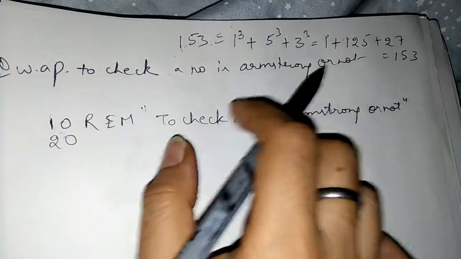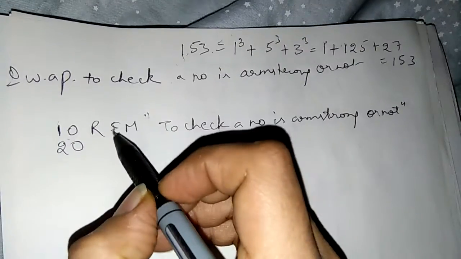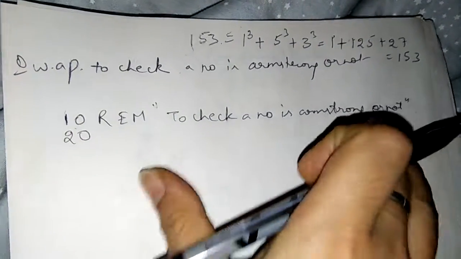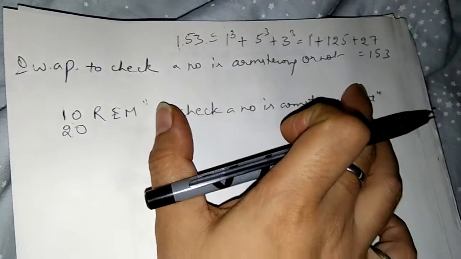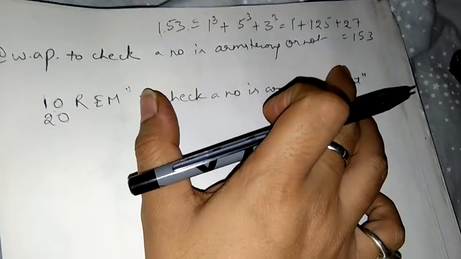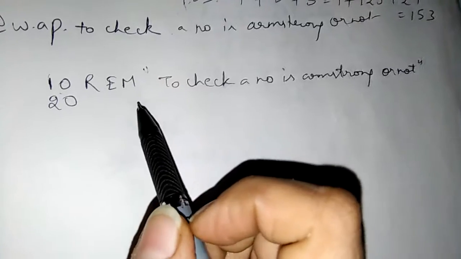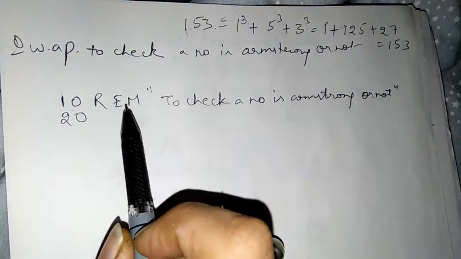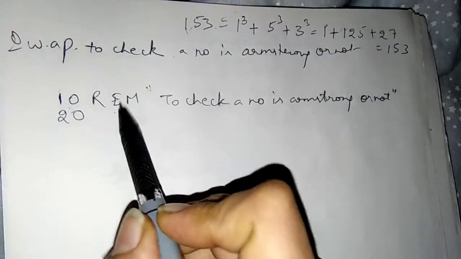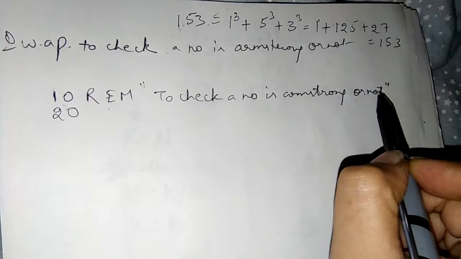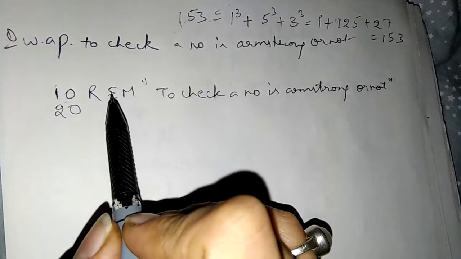Write a program to check whether a number is Armstrong or not. I have written the REM statement. This is for my reference. I have already told you many times, the REM statement is for the programmer. When he comes back to this program and checks the first line, he understands what the program is all about.